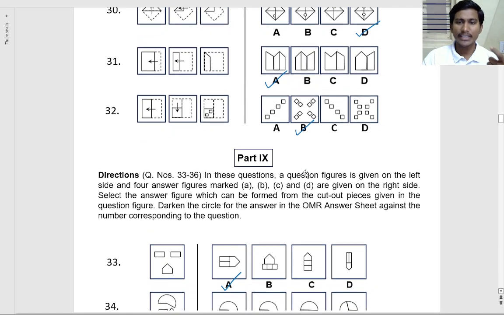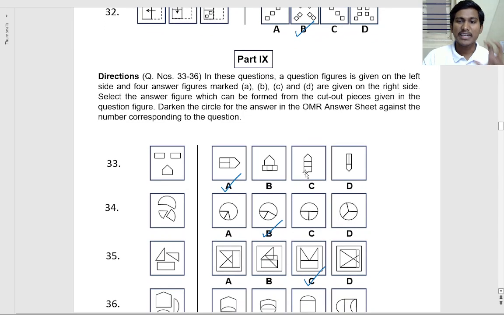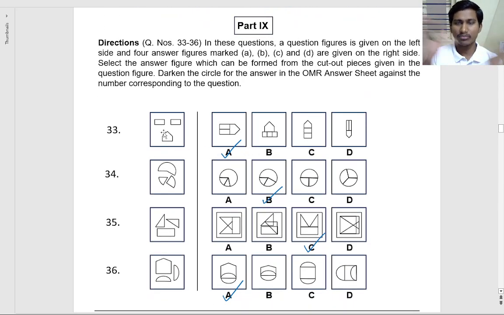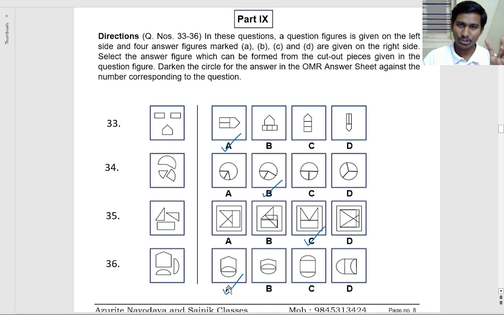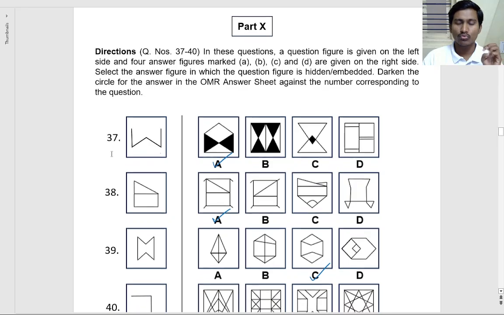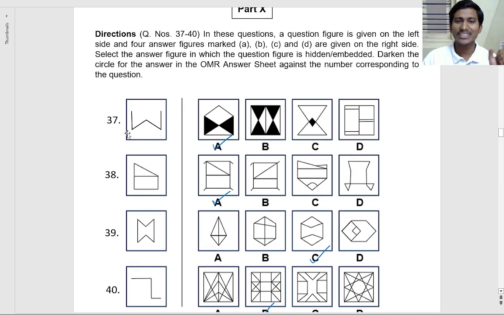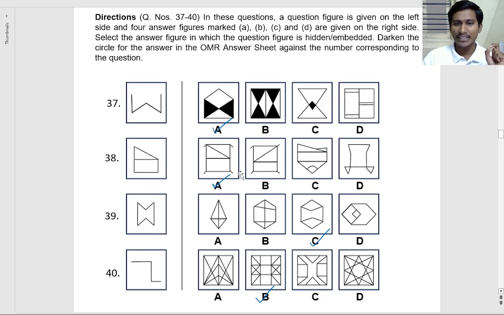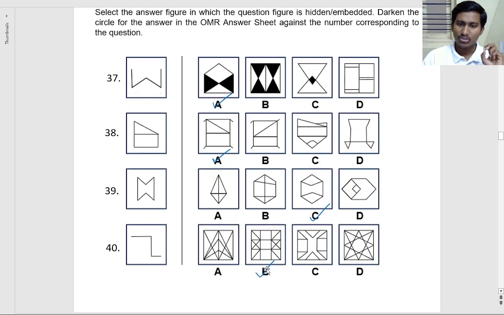Okay, now the 33rd question. What is the 33rd question? Space visualization: we have to see which figure will be formed from these diagrams. So here A will form; 34 is B, 35 is C, 36 is A. Now the 37th question, which is the 10th part. We have to see the hidden figure, that is, in which figure this part is there. This part is in figure A. So 38 is A, 39 is C, 40 is B. Okay, so these are the answers.